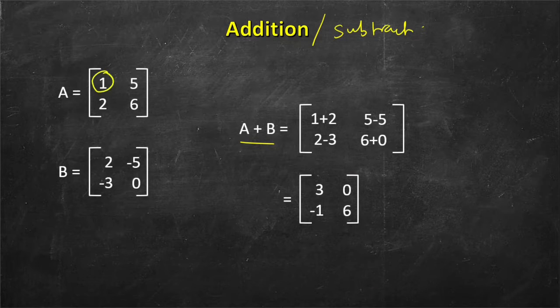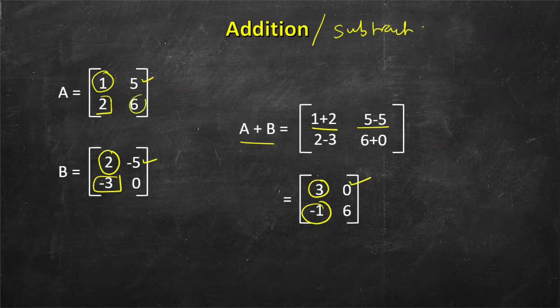So this 1 is added to this 2 here, so we get 3. Similarly, 5 is added to minus 5 and we get 0. 2 is added to minus 3 and we get minus 1, and 6 is added to 0 and we get 6. The same thing will happen when we perform subtraction.